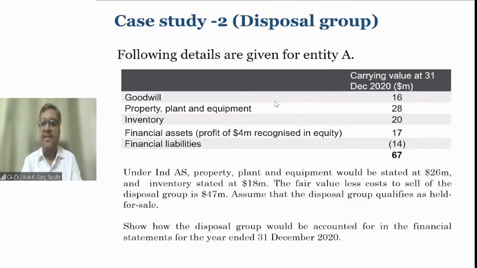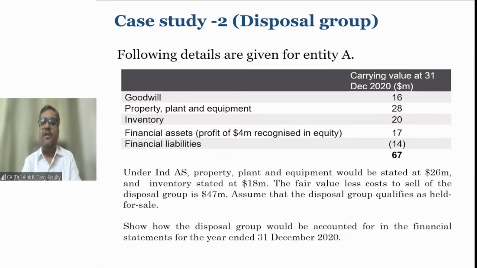Goodwill, $16 million. 16 million means 1.6 crores. Property, plant and equipment, $28 million. Inventory, $20 million. Financial assets are $17 million. Profit of $4 million recognized in equity is irrelevant. Financial liabilities $17 million. And the total is $67 million.